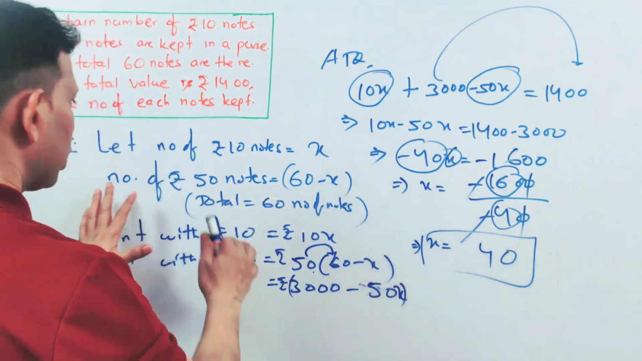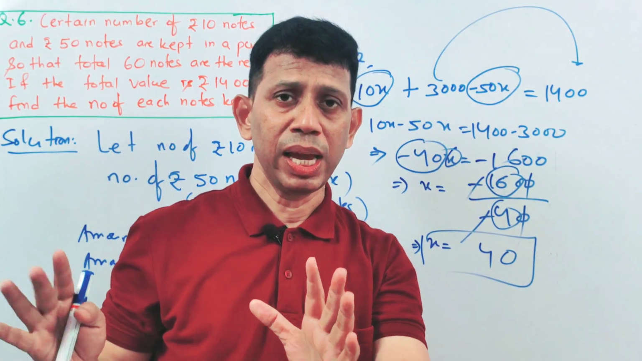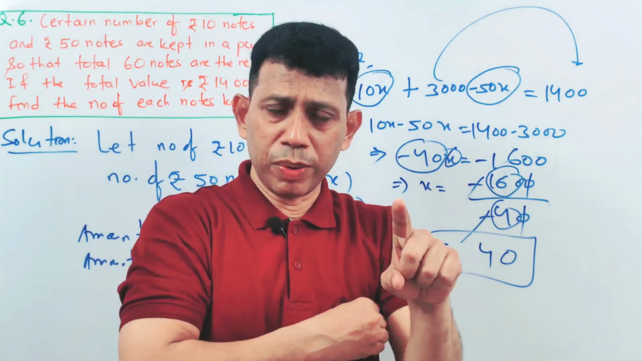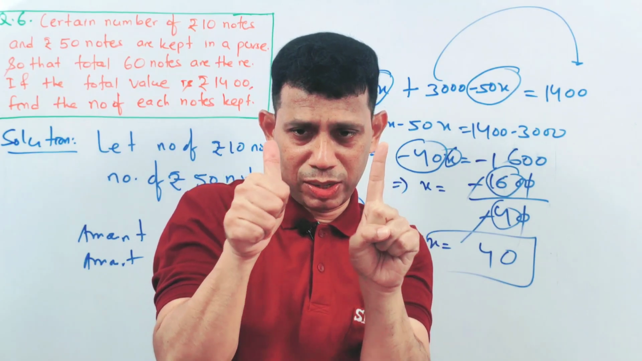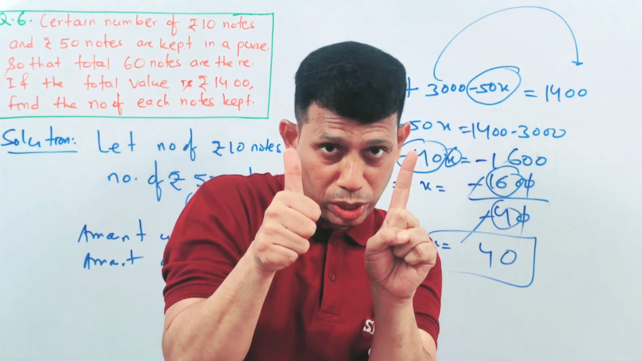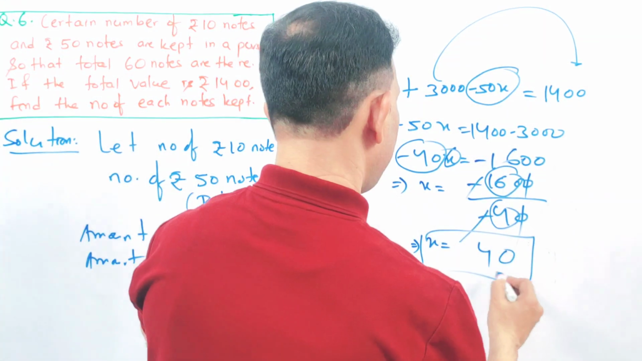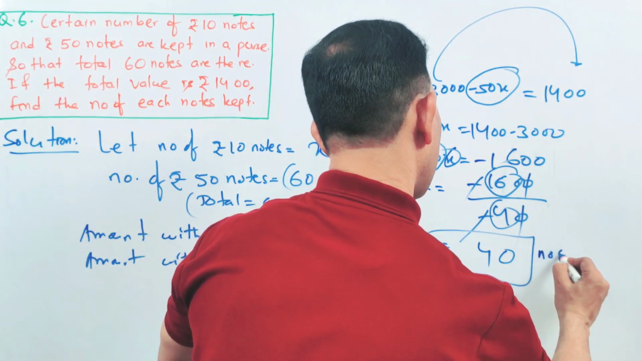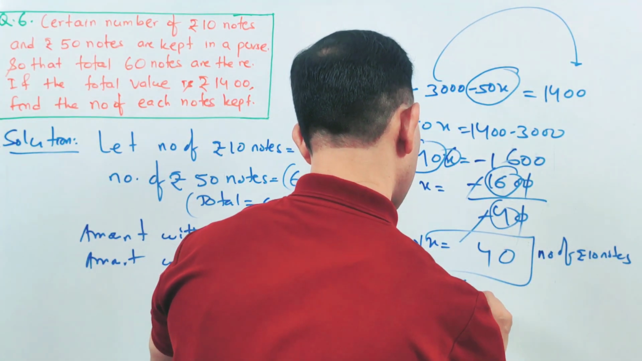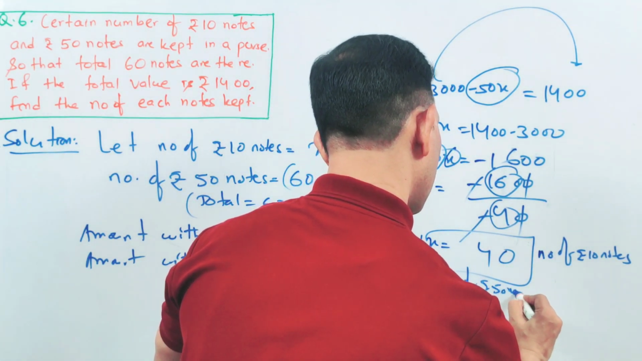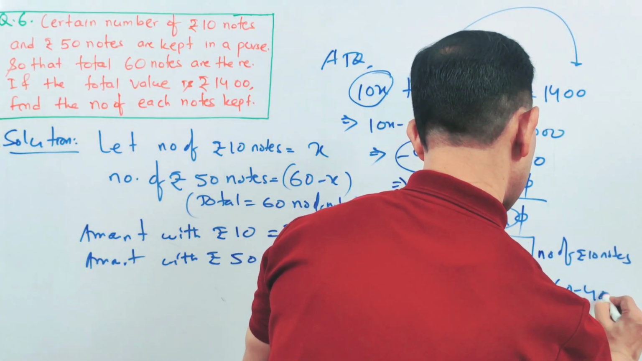And for the next one, how many 50 rupee notes are there? The total number of notes is 60. Out of 60, 40 are 10 rupee notes, so how many are left? 20. That means 20 fifty rupee notes are there, isn't it? So if x is equal to 40, the number of 10 rupee notes, then the number of 50 rupee notes will be 60 minus 40, that is 20.